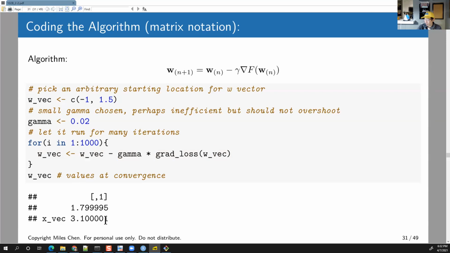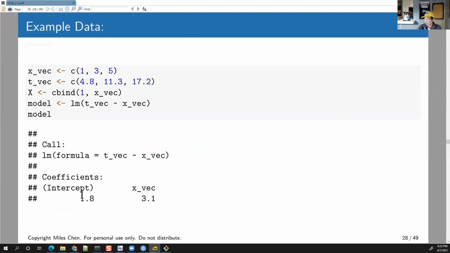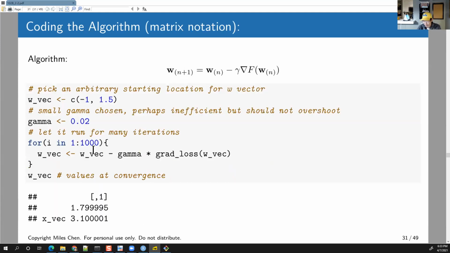And after 1,000 iterations, the resulting W vector has values 1.79995 and 3.10001. So this is quite close, not exact, but quite close to the actual coefficients of 1.8 and 3.1. Of course, in real life, we would just use LM, or we would take the answers here. But here I'm just illustrating gradient descent for a simple problem where we know the answers.